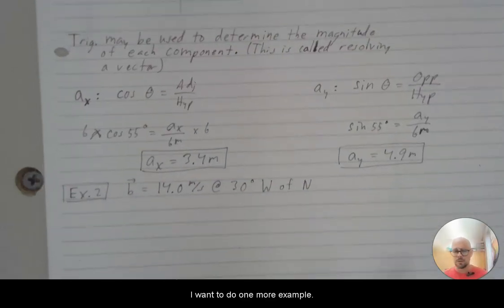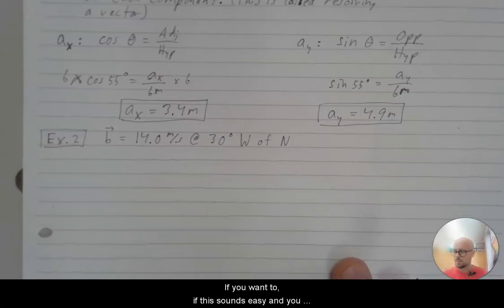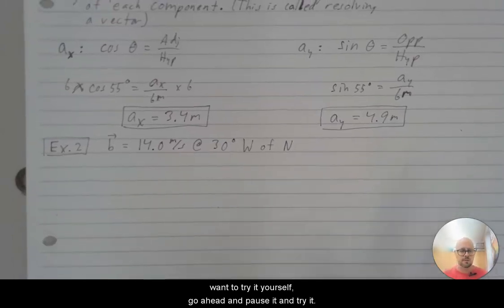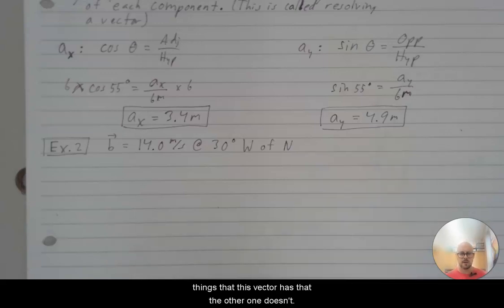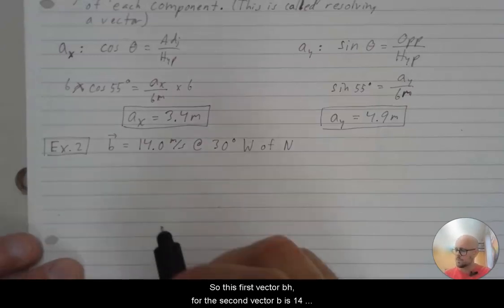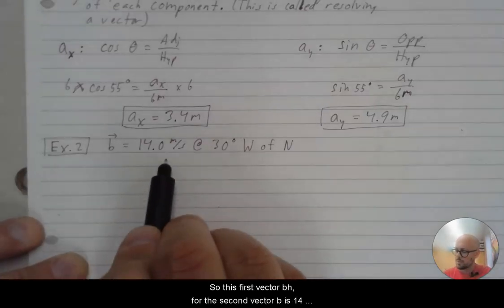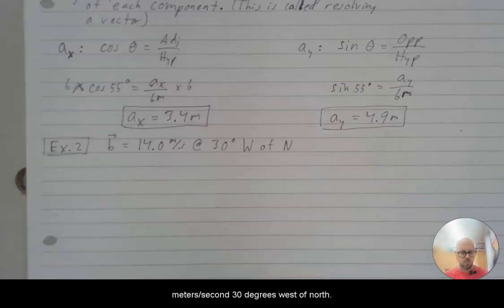I want to do one more example. If this sounds easy and you want to try it yourself, go ahead and pause it and try it. But I think it's worth watching because there's a couple things that this vector has that the other one doesn't. So this first vector B, or the second vector B, is 14 meters per second, 30 degrees west of north.